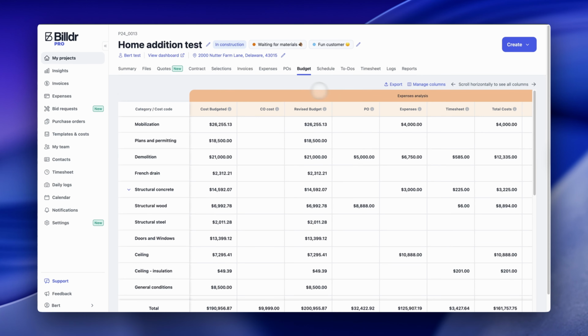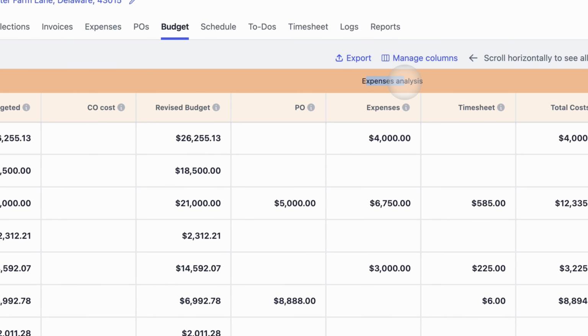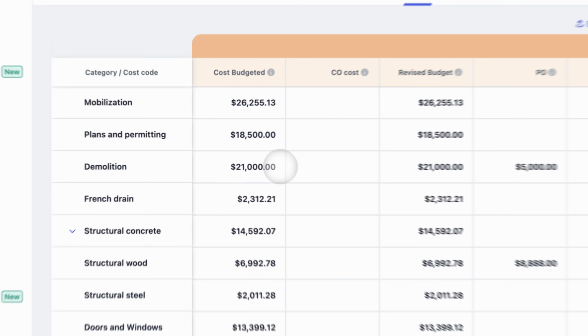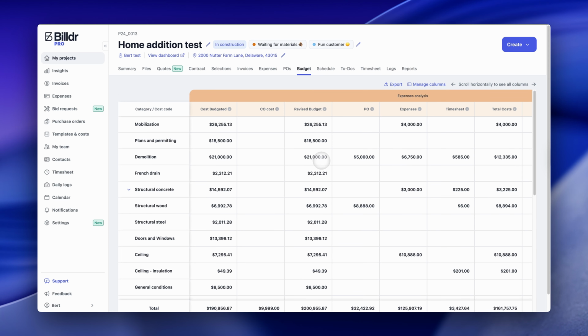I'm one of the customer success managers here at Billdr, and today we're going to take a close look at the budget table. This is the budget tab. In the expense analysis, what we can do is take a look at our budget. So in the cost budgeted area, this is where we see, okay, how much money did I plan on spending on this area of the project? Plus or minus any change orders is going to equal our revised budget.